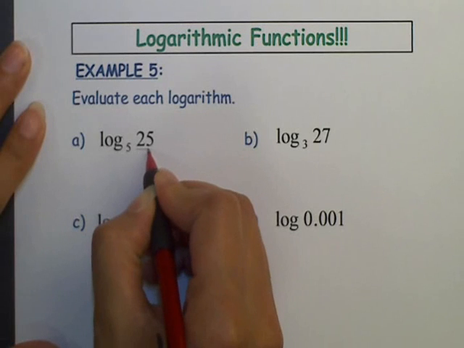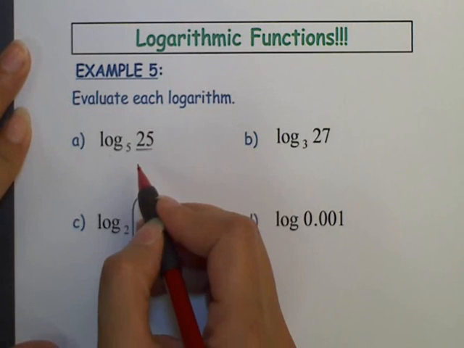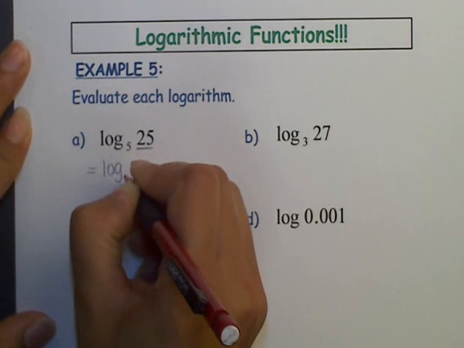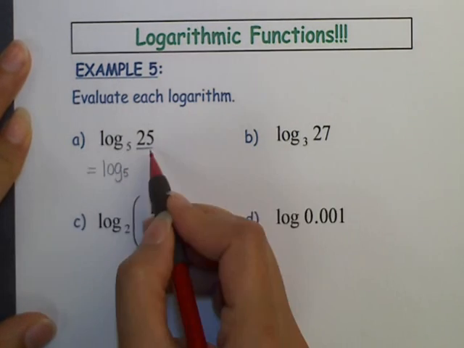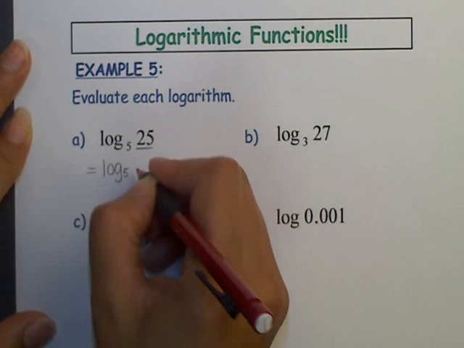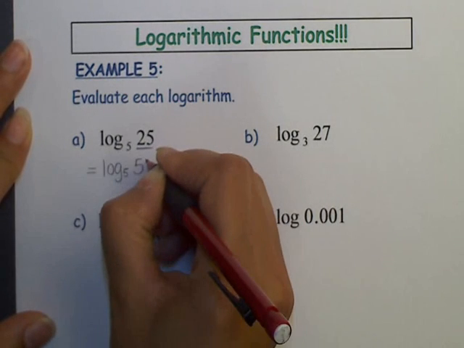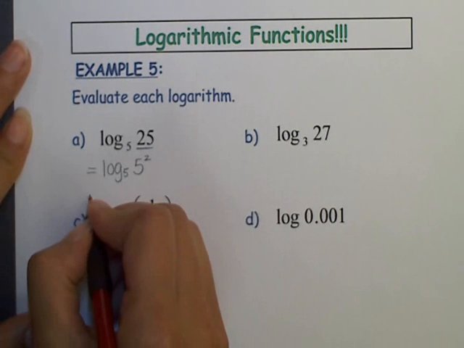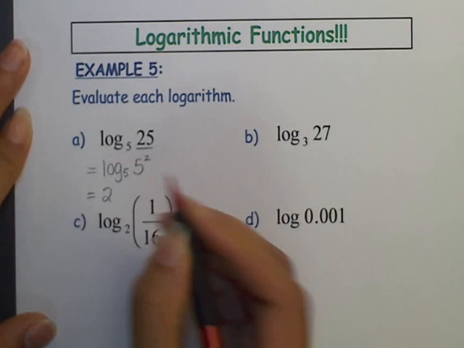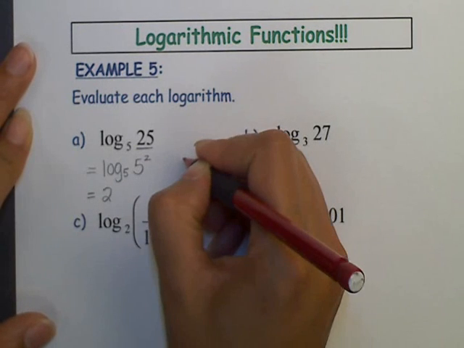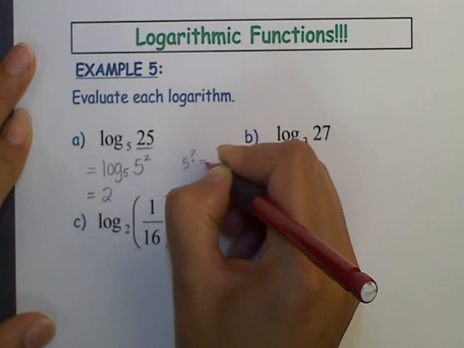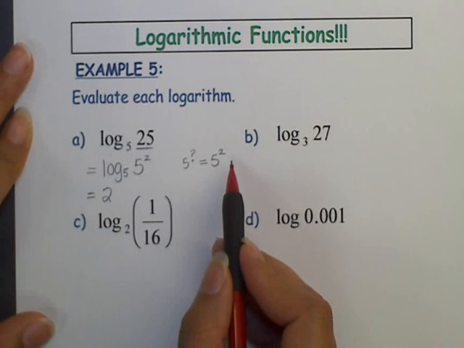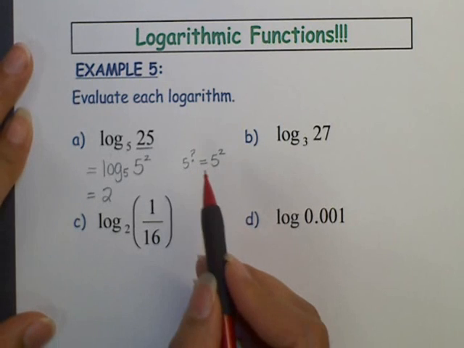to the same base as the logarithm. So I'm going to rewrite this as the log of 5, and I'm going to rewrite 25 with the base of 5 instead. So I can rewrite 25 as 5 to the exponent 2. And so I know the answer in this case will be 2, since if I'm trying to consider 5 to some exponent is equal to 5 to the exponent 2, I know that the exponent has to be the same in both cases. So the exponent has to be 2.